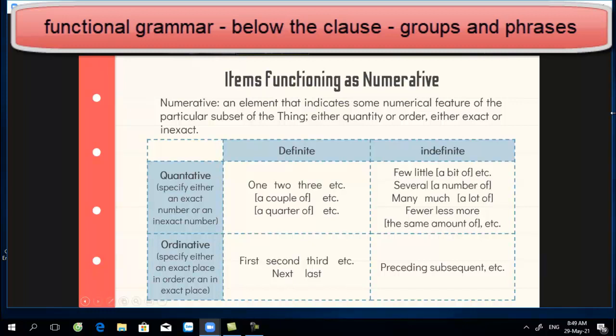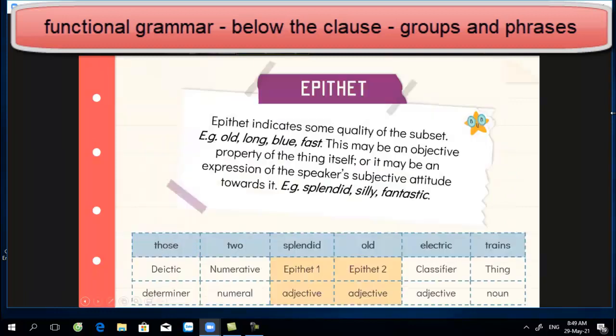For example, two genes, four genes, or an inexact number, a few genes or a lot of genes. And the ordering numerative specifies either an exact place in the order or an inexact place.